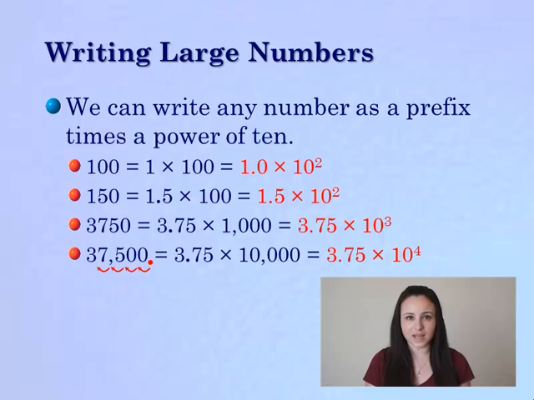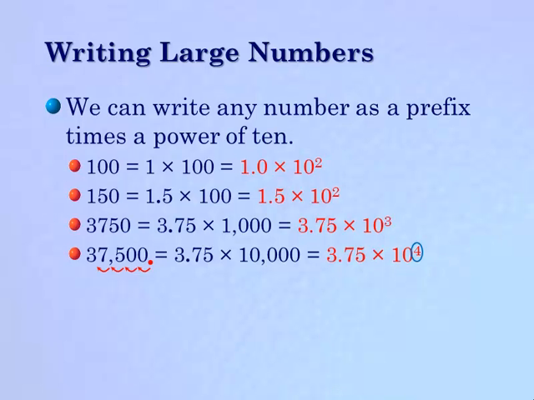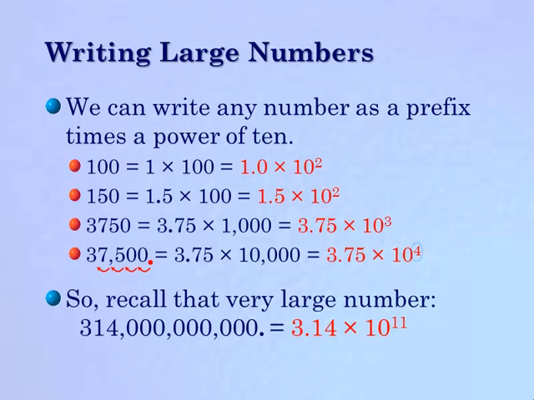So how do we determine that 10 to the 4th? We start by determining how many places we have to move the decimal point to get the prefix between 1 and 10. We see here that we had to move the decimal point 4 places, so that became our exponent. So let's recall that very large number. Do you remember the 314 billion? In that case, we have to move the decimal point 11 places in order to get the 3.14 prefix between 1 and 10. So that gives us the number 3.14 times 10 to the 11th in scientific notation.